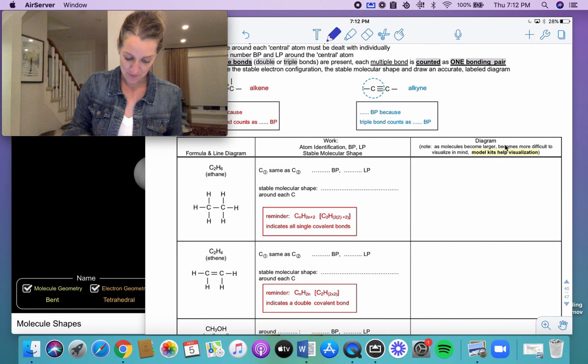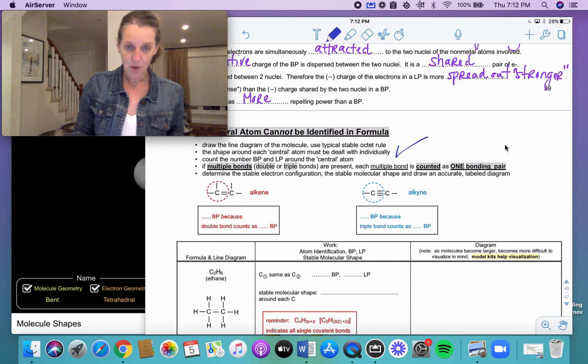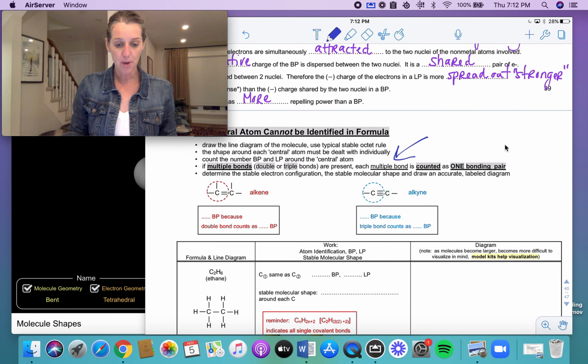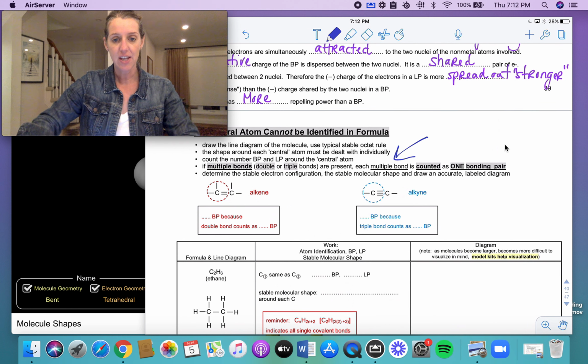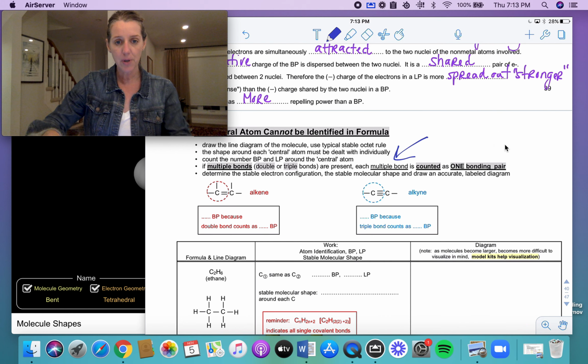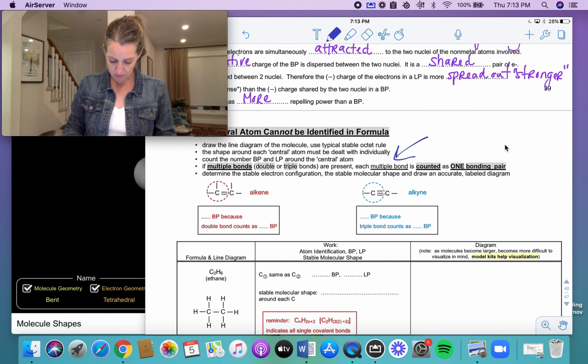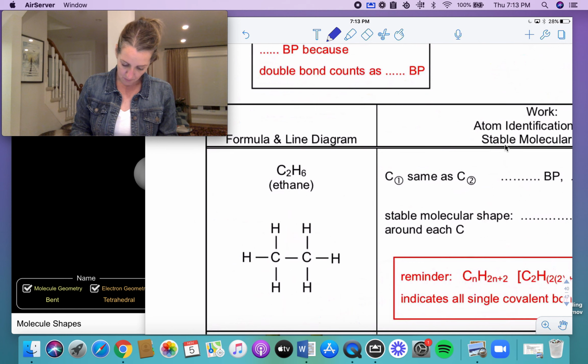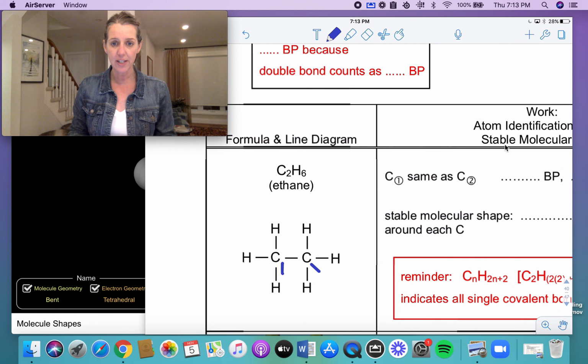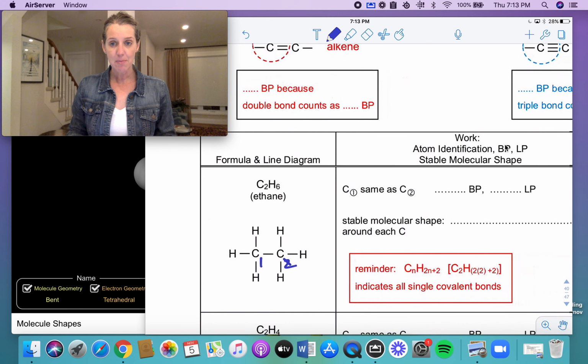Okay, so here we go. That's the rule right there. A multiple bond, whether it's a double or triple bond, is only going to count as one. So all you need to do is show on your diagram which carbon you're talking about. I'm going to randomly say that's carbon 1, and that is carbon number 2. It's the same around each.